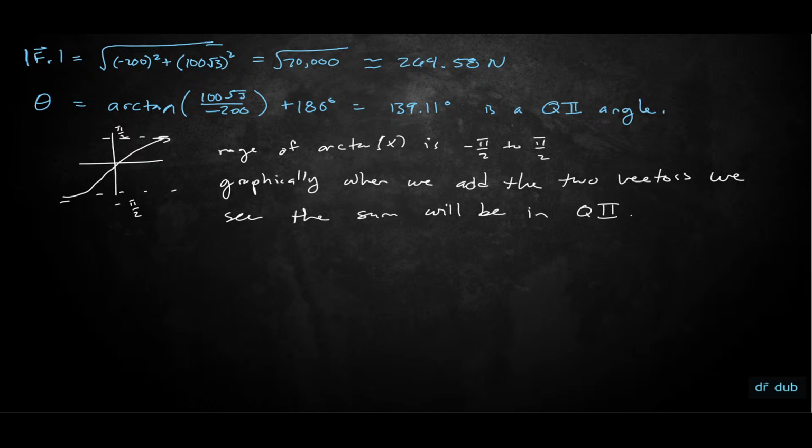So arctan of 100 square root of 3 over negative 200 is in quadrant 4 as a negative angle. So to get to quadrant 2, I have to add 180 to get up there. It's a good question. Other questions?